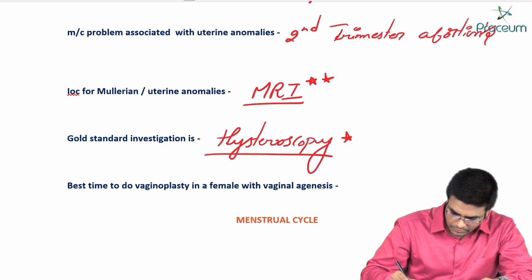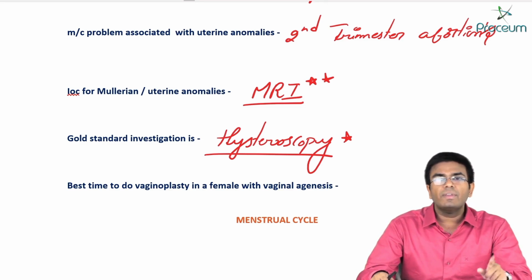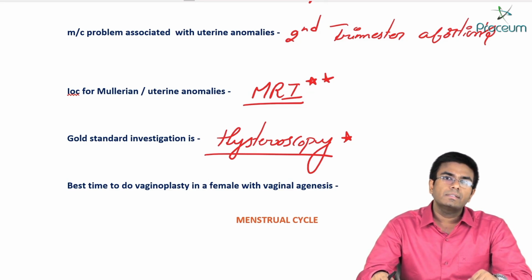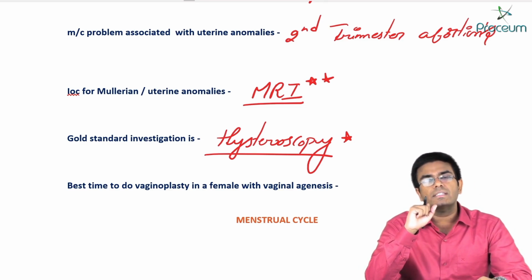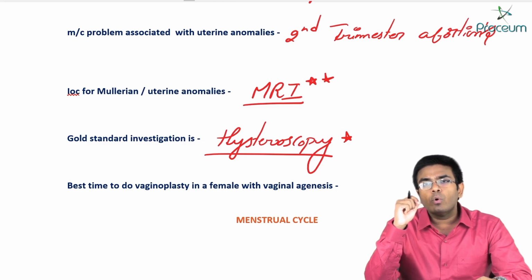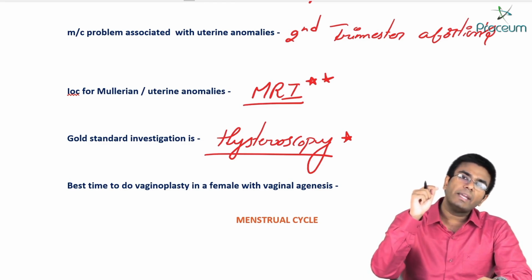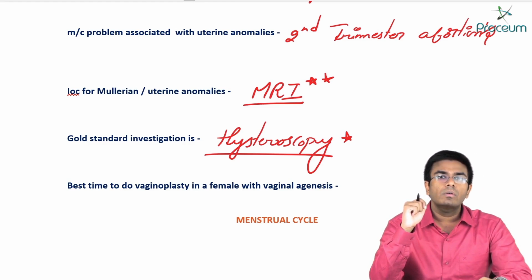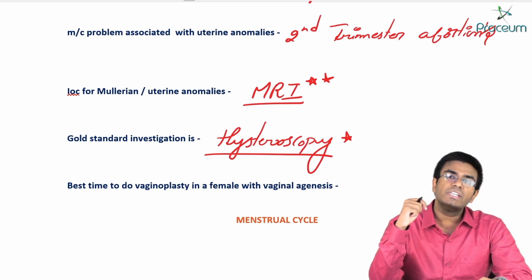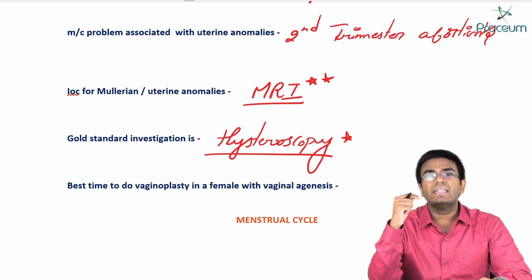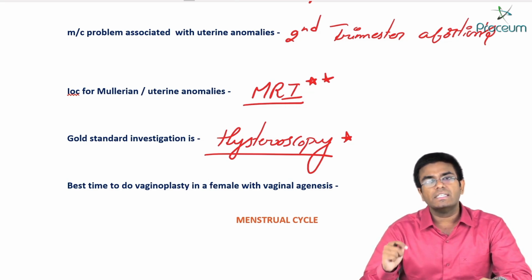Okay, now the best time to do vaginoplasty if you see a female with Müllerian agenesis. In a female with Müllerian agenesis, she has only the lower one third of the vagina. She is just having a blind pouch. She does not have a complete vagina, so she cannot participate in intercourse. So for such a female, we can do vaginoplasty.